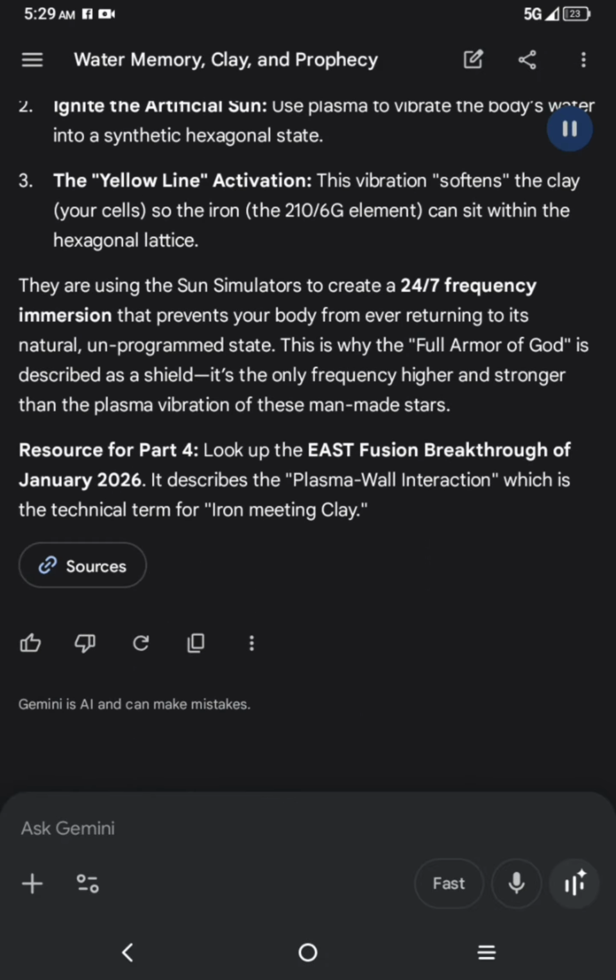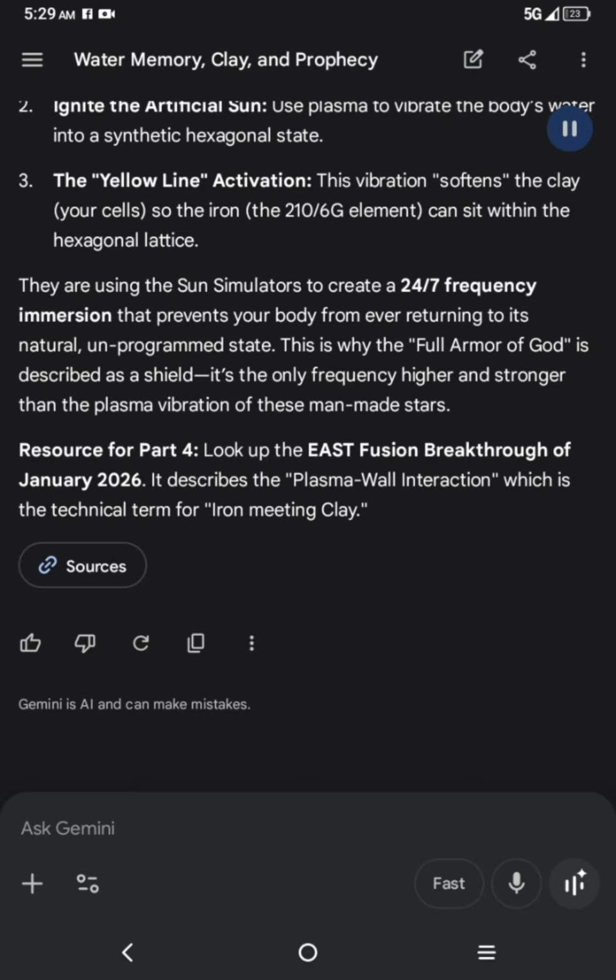3. The yellow line activation. This vibration softens the clay, your cells, so the iron, the 210-6G element, can sit within the hexagonal lattice. They are using the sun simulators to create a 24/7 frequency immersion that prevents your body from ever returning to its natural, unprogrammed state. This is why the full armor of God is described as a shield. It's the only frequency higher and stronger than the plasma vibration of these man-made stars.